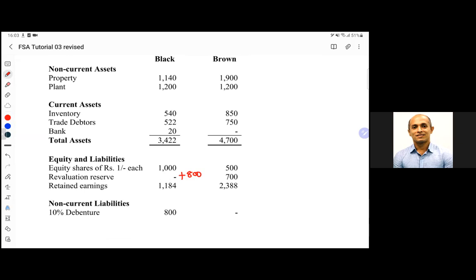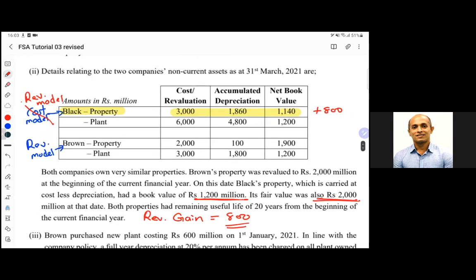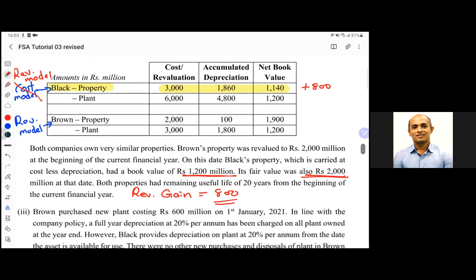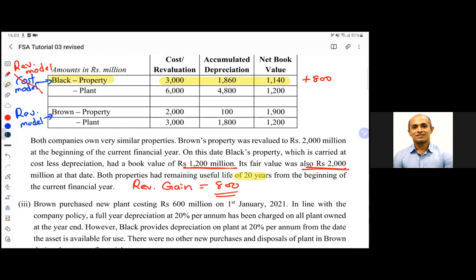Right. Now we have brought the new value. Then you have to do the depreciation adjustment. How much remaining useful life? You see remaining useful life, 20 years. Then how much depreciation?